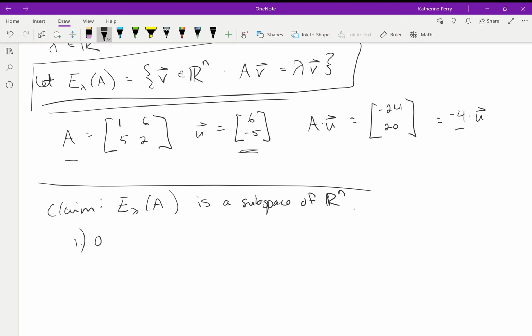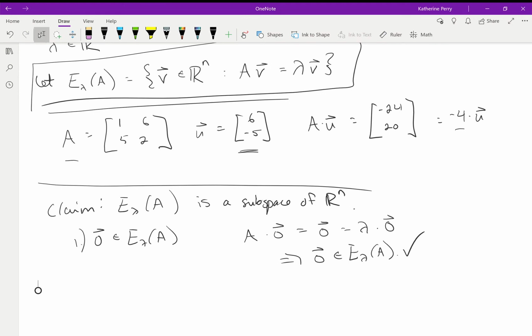And the first is that the 0 vector is an element of this space. And so I can see that it is because if I take A times the 0 vector, that's equal to the 0 vector, which is equal to lambda times 0, no matter what A is, no matter what lambda is. And so this implies that the 0 vector is in my space as I needed.